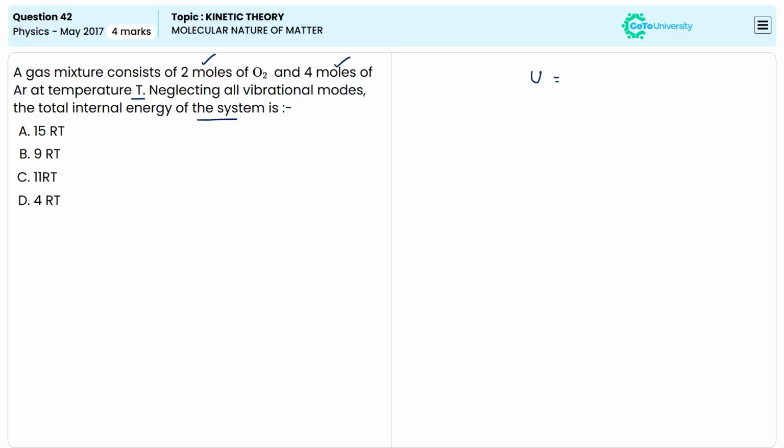a formula U is equal to f divided by 2 times nRT, where f represents the number of degrees of freedom of the gas molecule, n represents the number of moles, R represents the universal gas constant, and T represents the temperature.